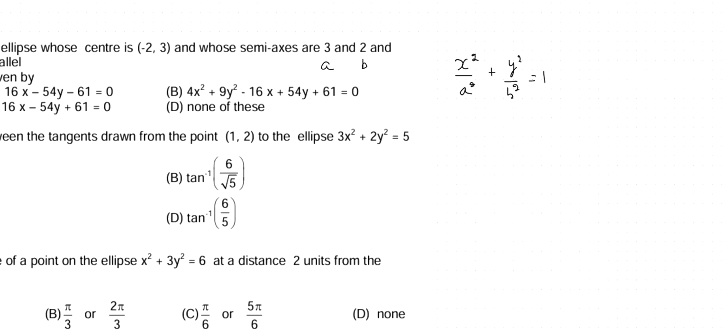So here a and b are already given, but the center of the ellipse is (-2, 3). In the case of the standard ellipse, the center is (0, 0). So we can simply shift the origin to (-2, 3). How do we do that? Instead of x, you write x minus minus 2. So x will become x plus 2, and similarly y will become y minus 3.